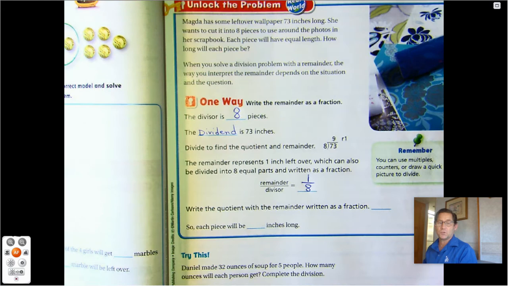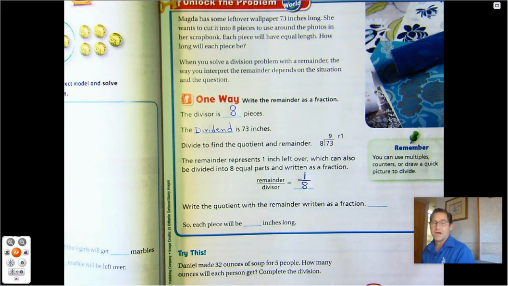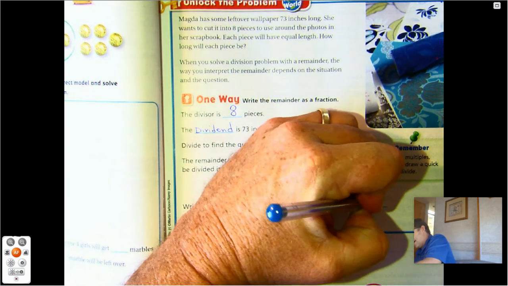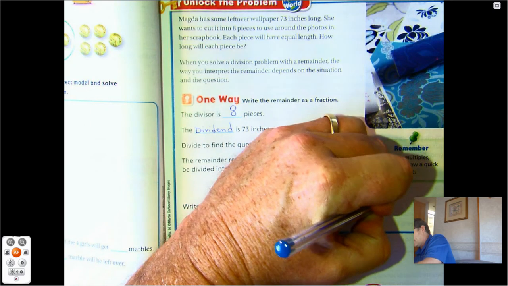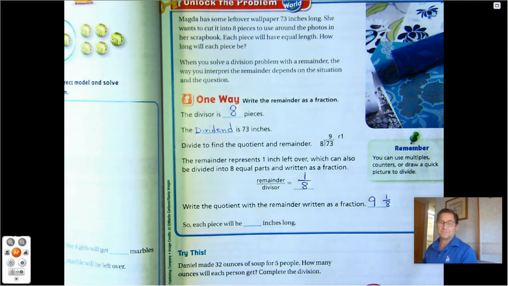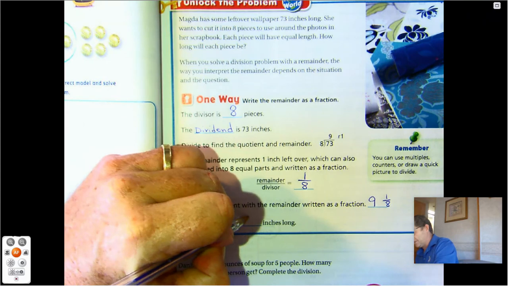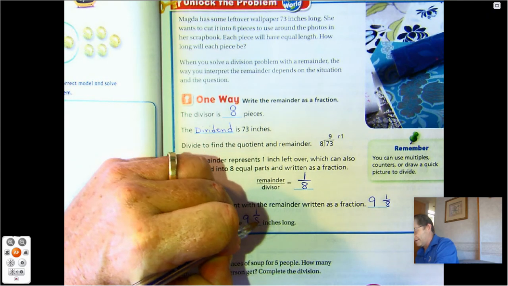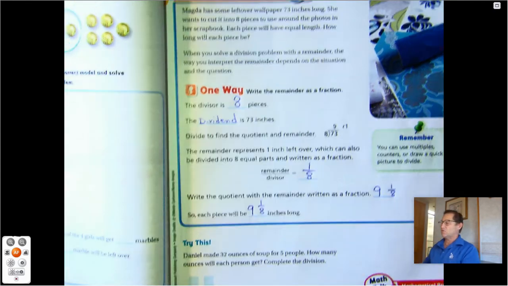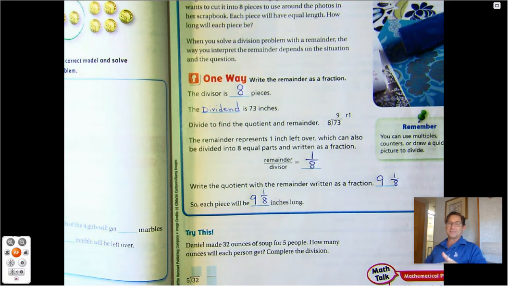So write the quotient with the remainder written as a fraction. So 9 and 1/8. So each piece we could say is 9 and 1/8 inches. So it makes sense to split up that last inch of the wallpaper, okay, so that each one has the same amount.